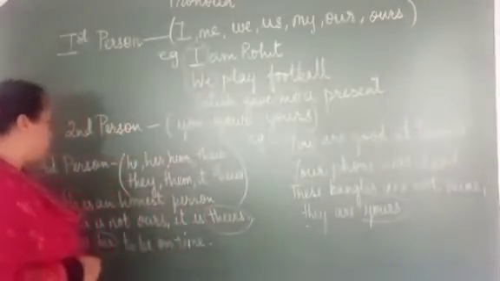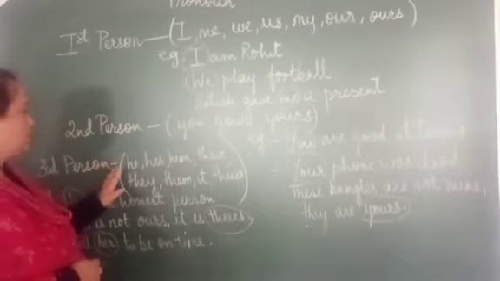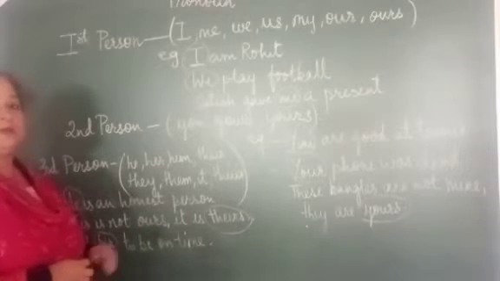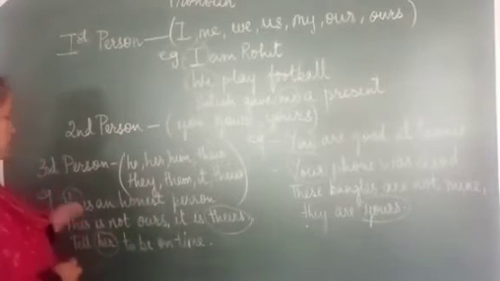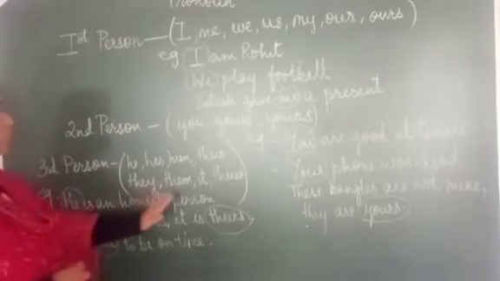Now when we talk about the third person, the words that are used in the third person are he, her, him, their, they, them, it and theirs. So let us have a look through some examples. He is an honest person.